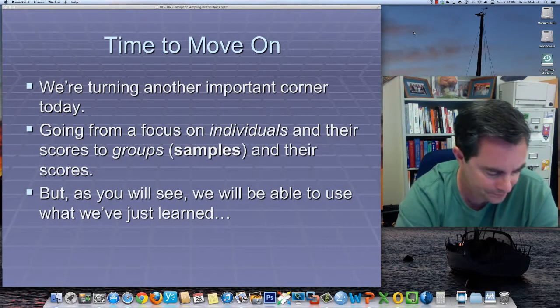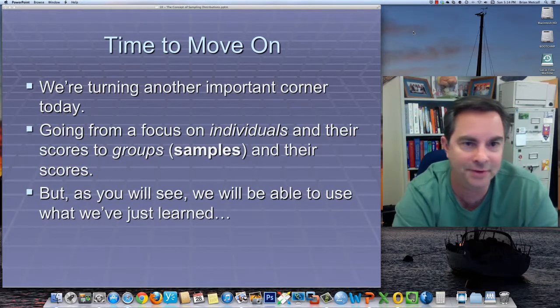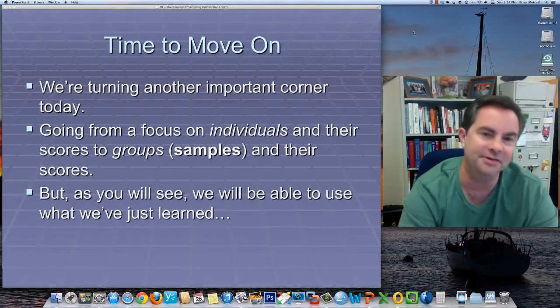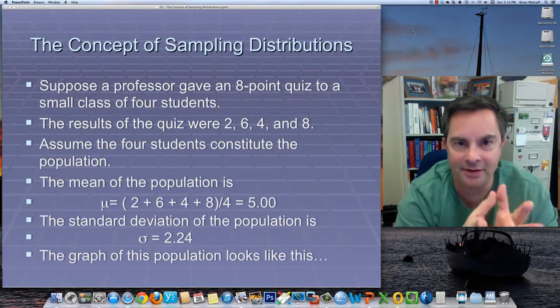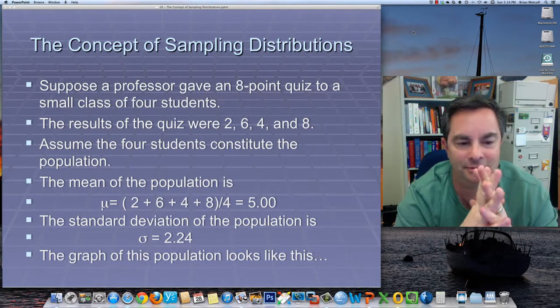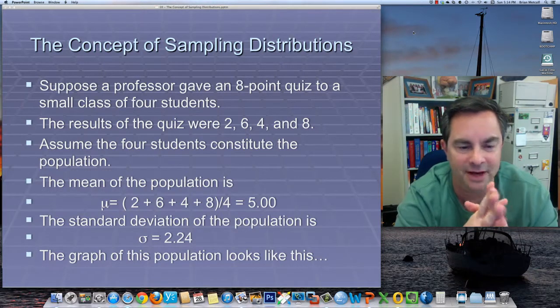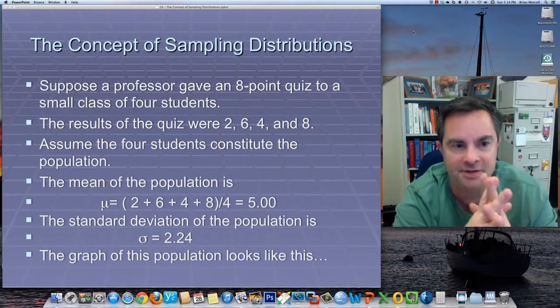So as you're going to see, we are going to get to use everything that we've learned, especially about normal curves. So this is a great thing. All right. Now, to understand the concept of sampling distributions, let's go through another example. This one's going to be so simple it's silly.